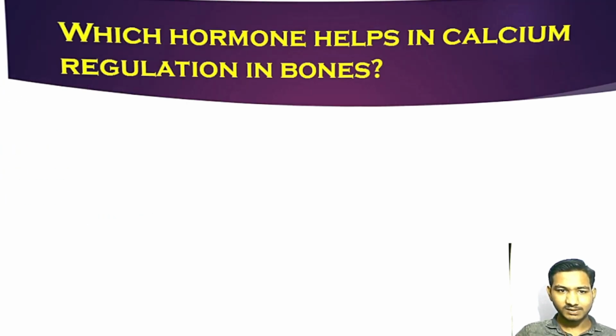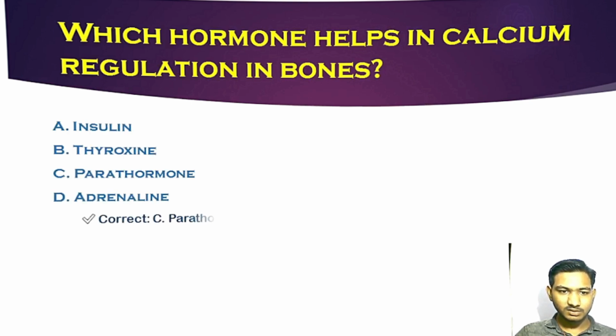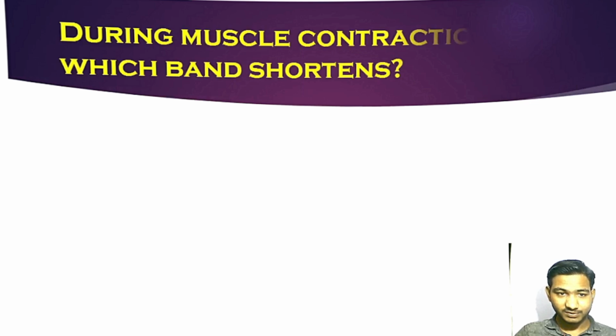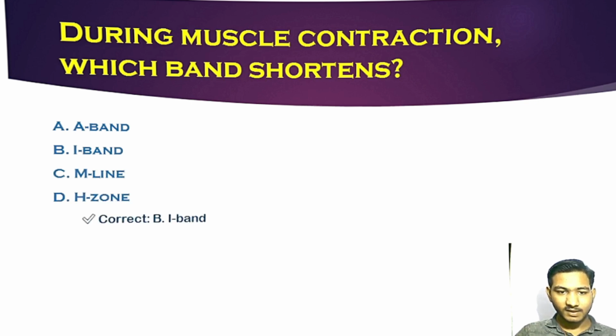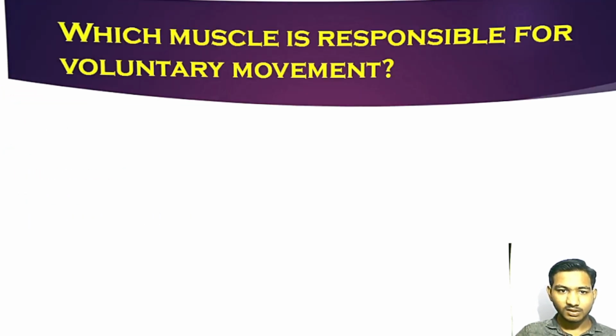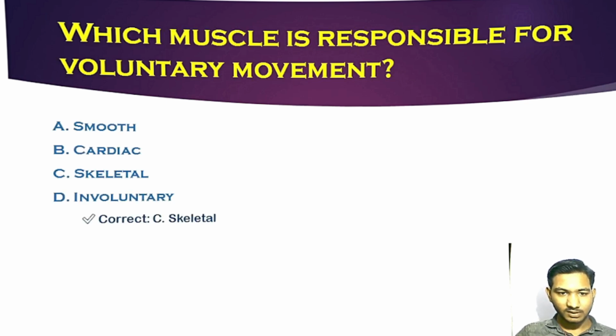Which hormone helps in calcium regulation in bones? Hormone parathormone helps in regulation of calcium in bones. During muscle contraction, which band shortens? I band shortens during muscle contraction. Which muscle is responsible for voluntary movement? Skeletal muscle is responsible for voluntary movement.